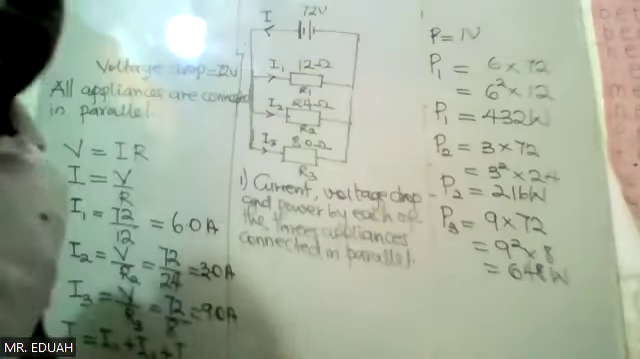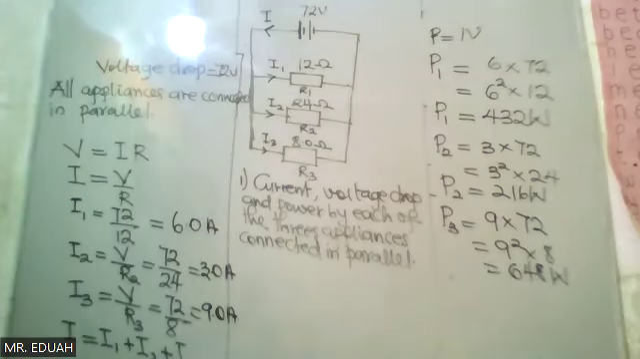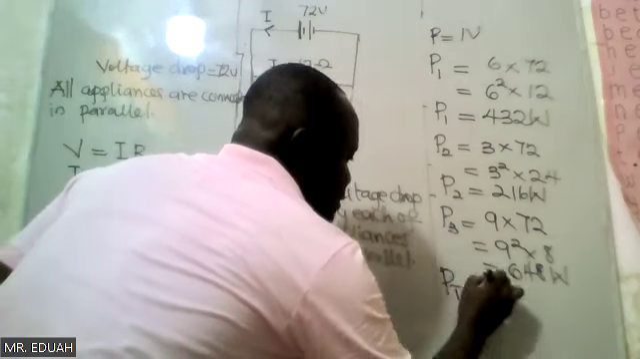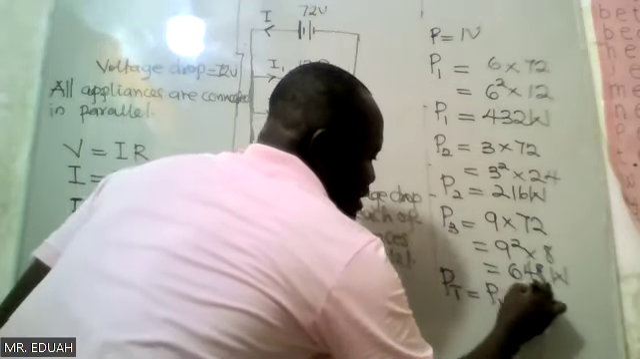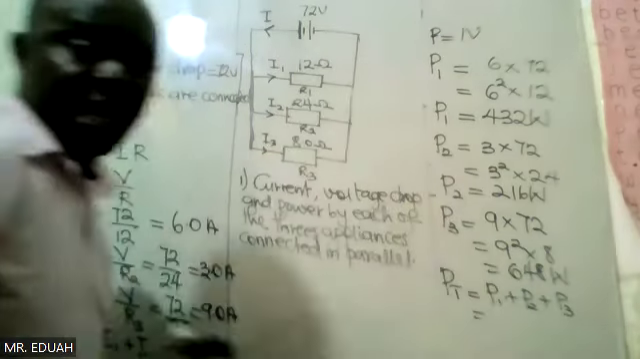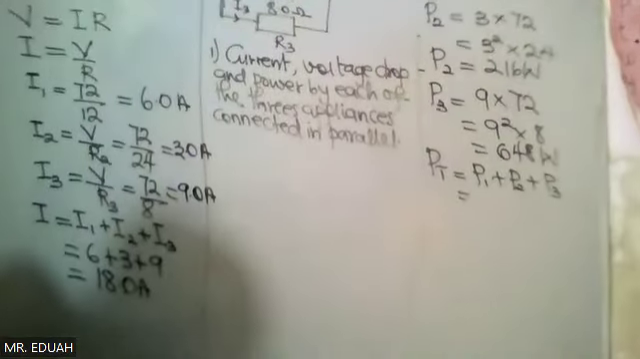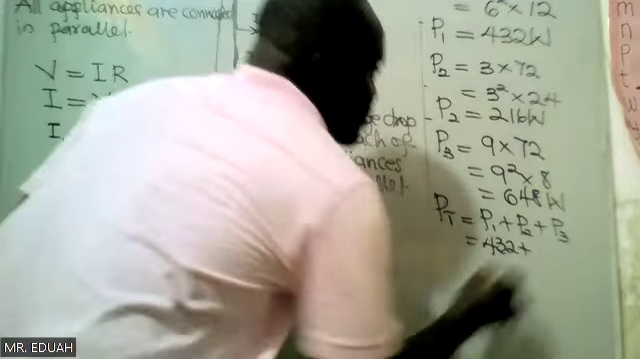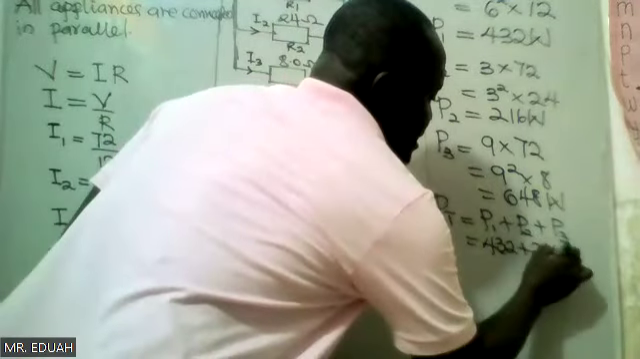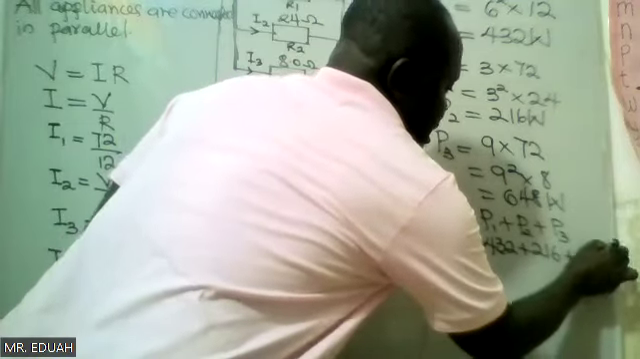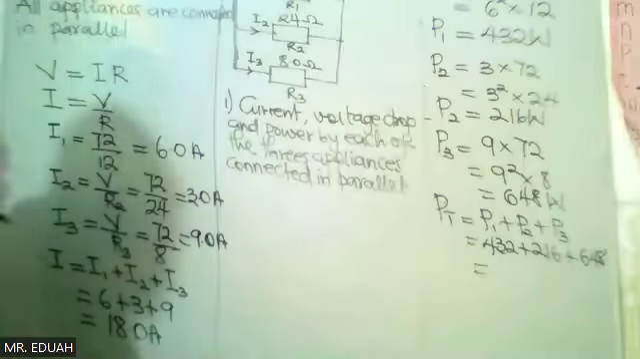Now, if in case I'm asked to calculate for the total power, it means P total must be equal to P1 plus P2 plus P3. And this would be equal to P1 432, P2 216, P3 648. Please total everything for me.